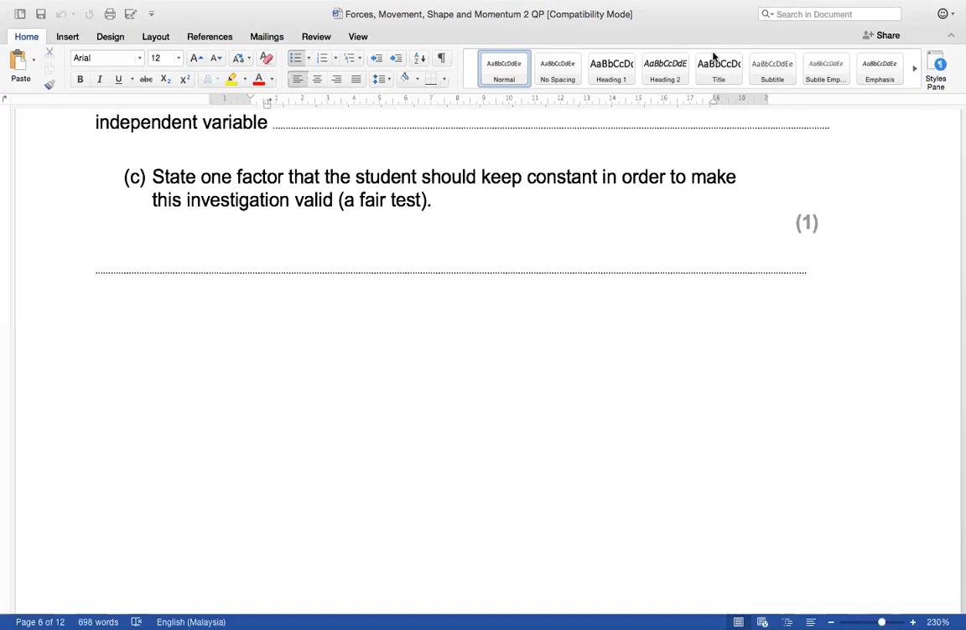Then Pooja also mentioned the height, correct? The height from which the case is falling. So if you drop it from a certain height, you must drop all the other cases from that same height as well. So the height from which the cases are dropped must also be kept the same.